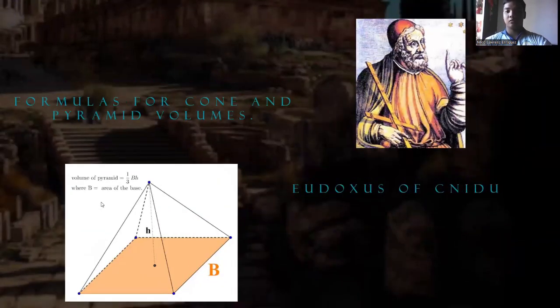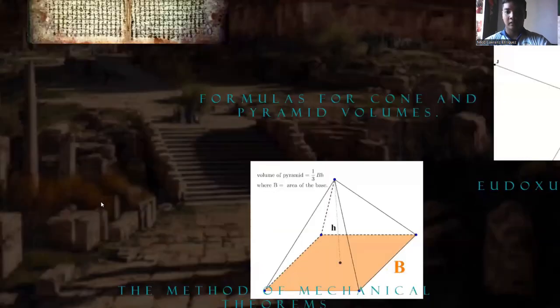Eudoxus of Cnidus, who developed the method of exhaustion, an early approach to approximating area and volume that foreshadowed limits. He used it to prove formulas for cone and pyramid volume, like the image being shown, paving the way for Archimedes and the integral calculus.